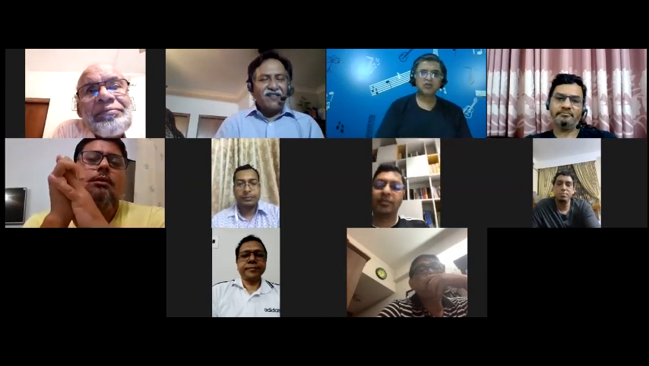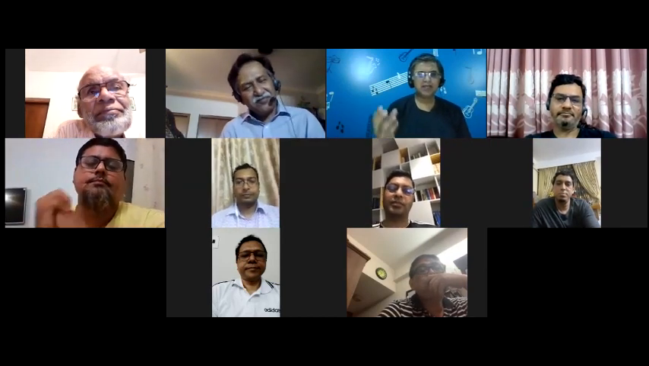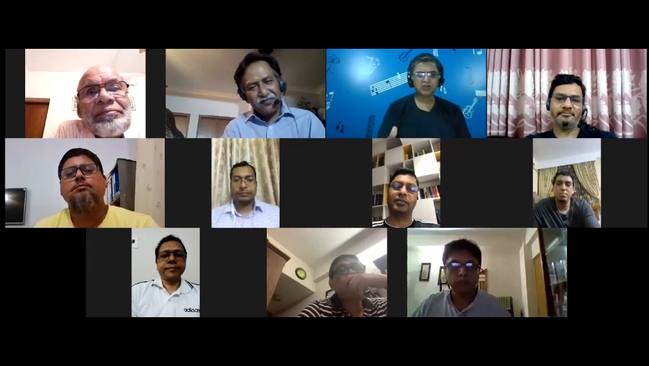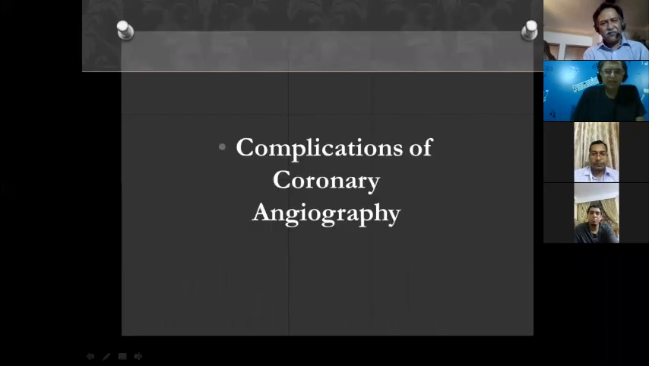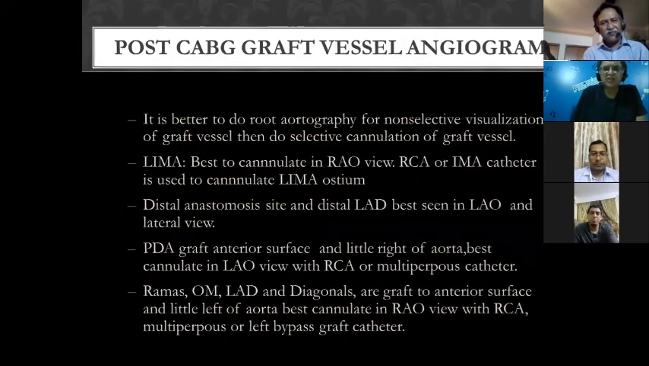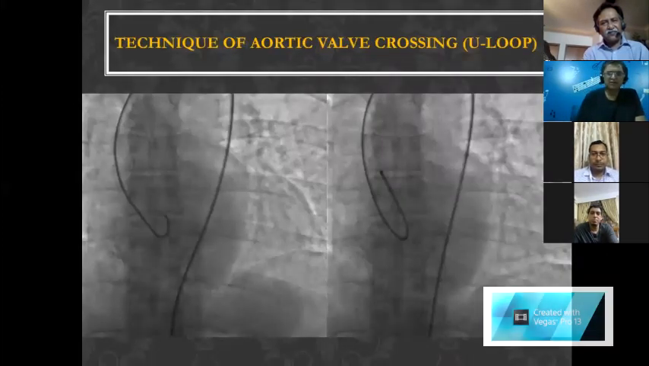And sometimes if we do not have a 6-French catheter, it's not well visualized. You can use a guide. It has a larger lumen. It can well visualize the coronary anatomy. And that will help you reach the proper diagnosis and proper treatment plan.